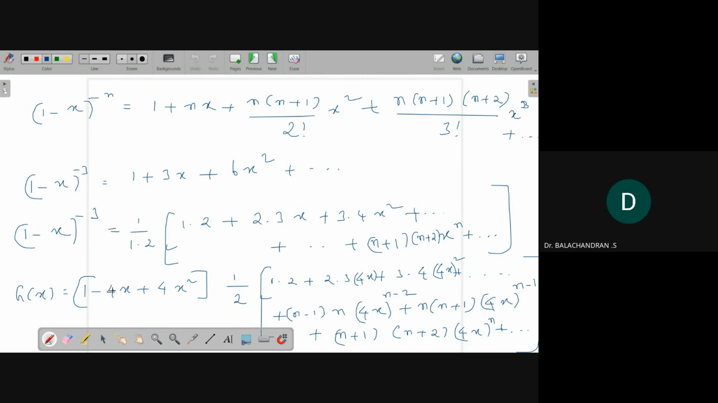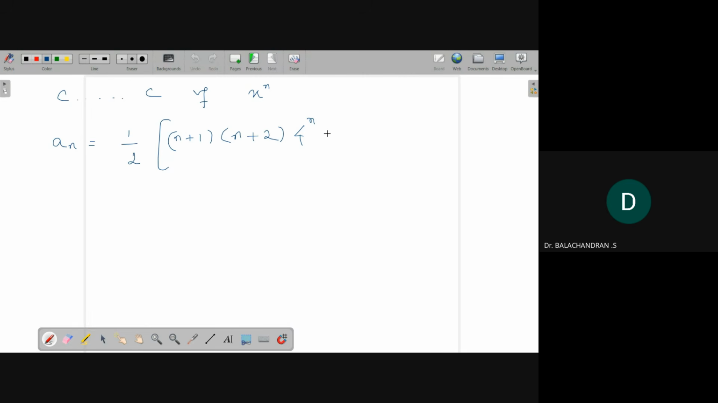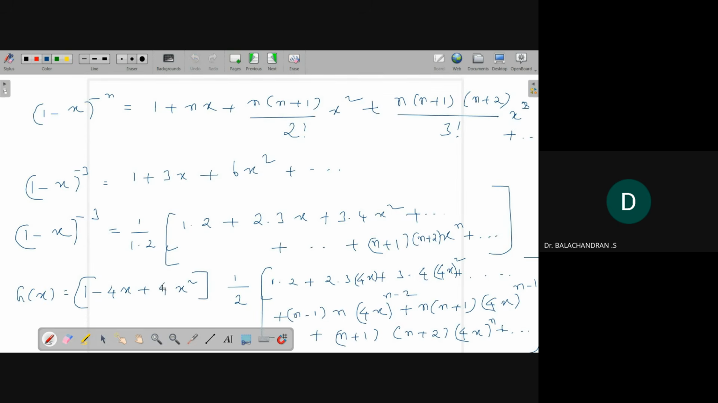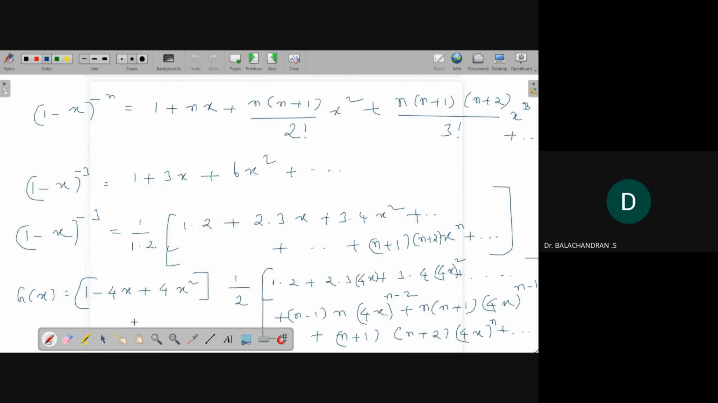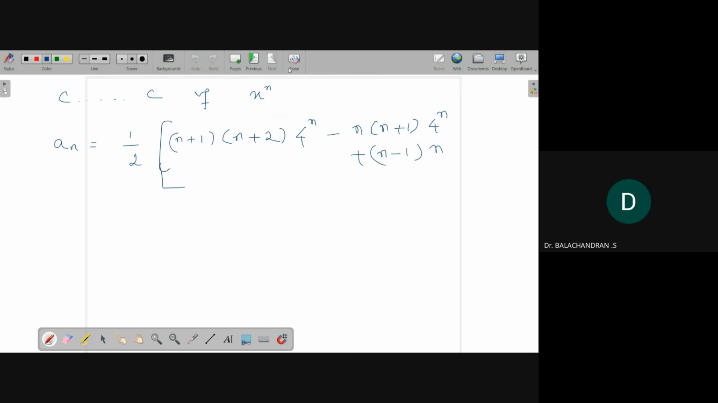Into 4 is what? 4 power n. So minus n into n plus 1 into 4 into 4 power n minus 1, which is 4 power n. Okay, next, here plus plus plus, so n minus 1 into n plus n minus 1 into, so 1 by 2 is common, n into here 4, here 4 power n minus 2, so 4 power n minus 1.